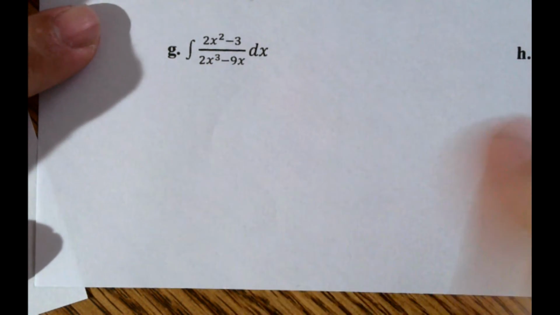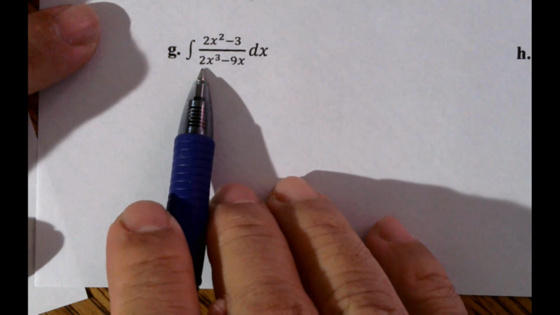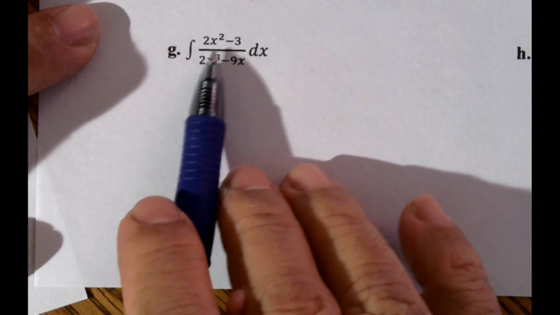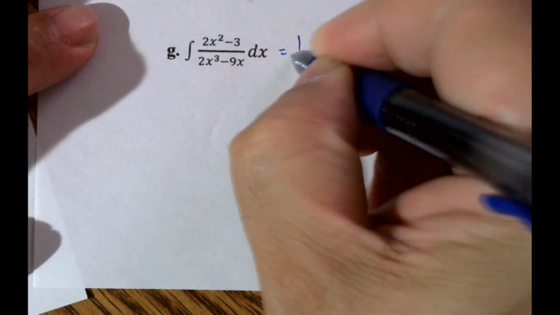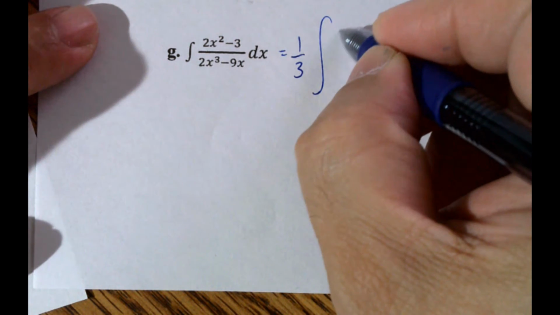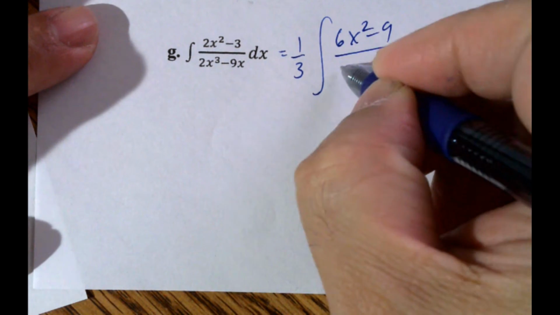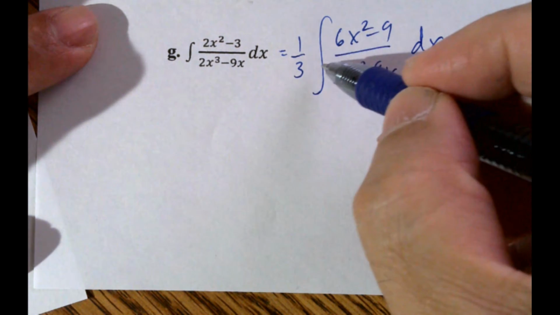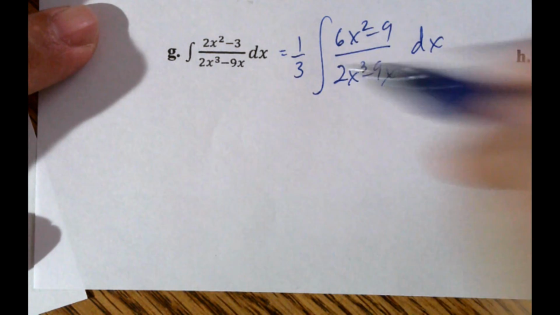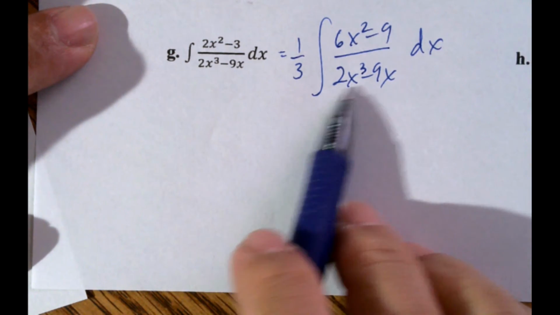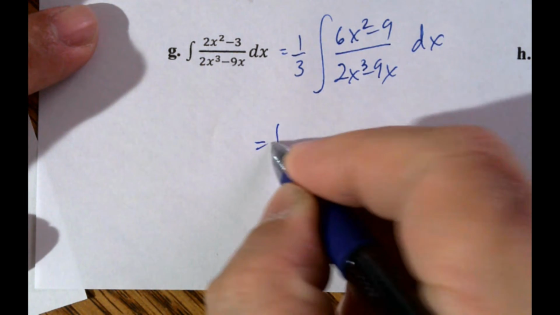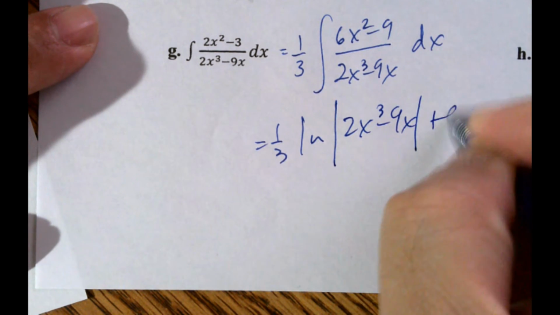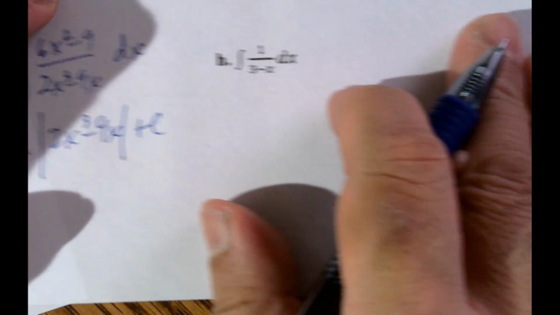All right. What's the derivative of the denominator? The derivative of the denominator is 6x squared minus 9. Well, that's not quite there, but it's missing a factor of 3. So I can multiply by 3. If I multiply the numerator by 3, I get 6x squared minus 9. Copying the denominator. I multiply the numerator by 3, so I compensate for that by multiplying by 1/3 on the outside. So now I have the derivative of the denominator in the numerator. So just 1/3 natural log, absolute value 2x cubed minus 9x plus c. Then H.